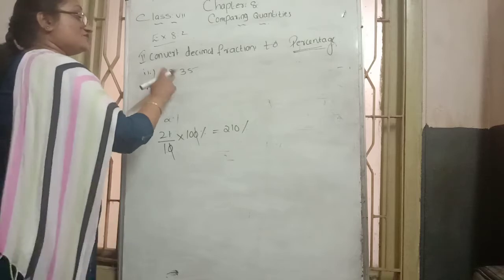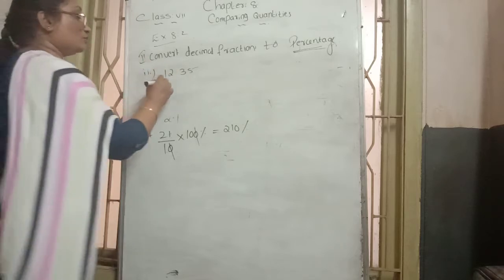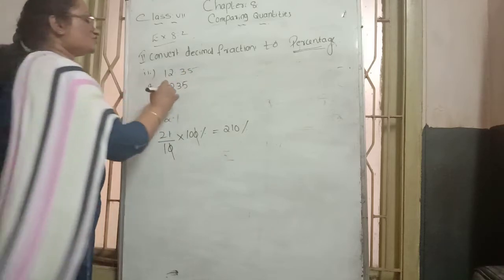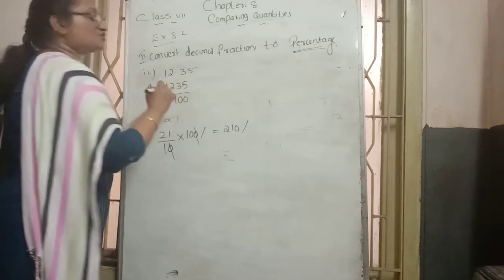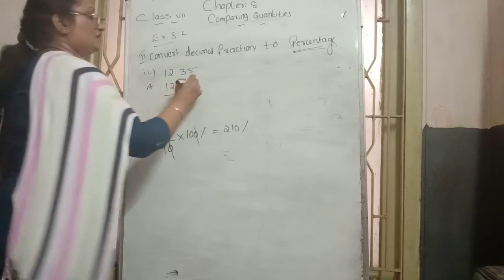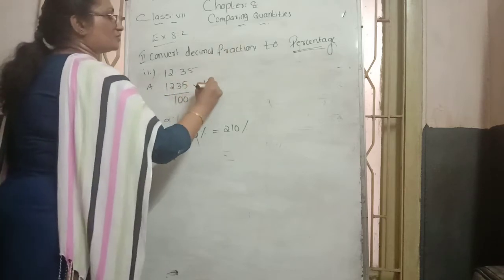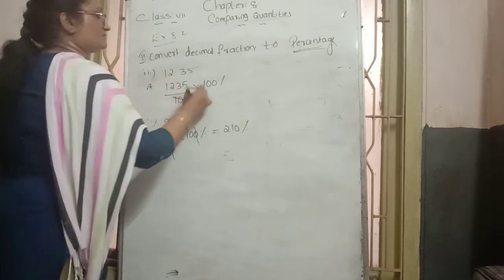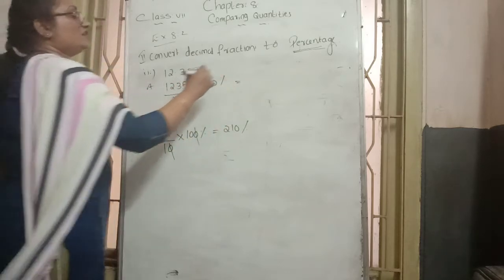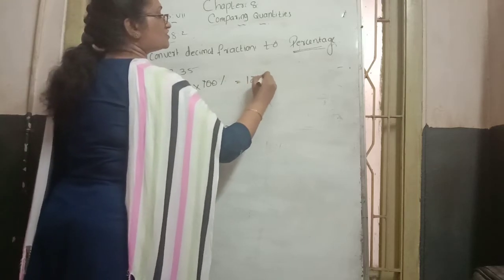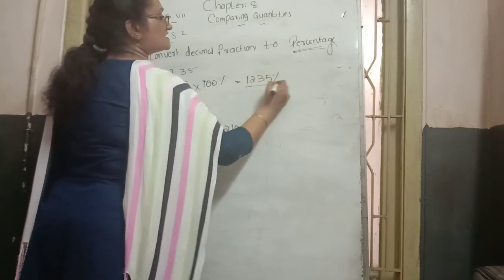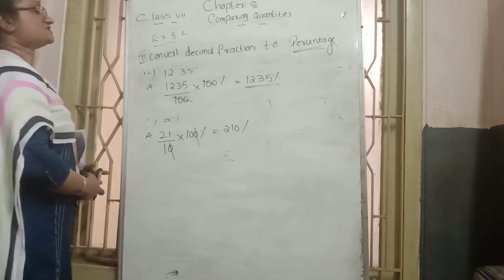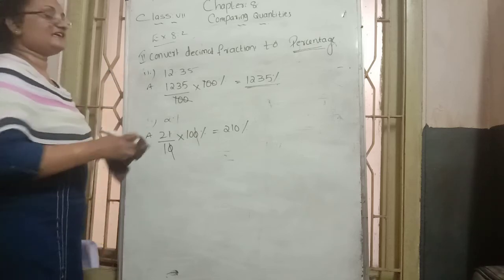How to do it? First you check after the decimal point, how many digits are there? 2 digits. So how to remove it? Don't forget, 2 digits means divided by 100. To convert into percentage, multiply with 100%. The same 100, so we can cancel. So how much percentage? 1235 percentage we will get. In this way we are doing the calculation. This is about our second Roman.